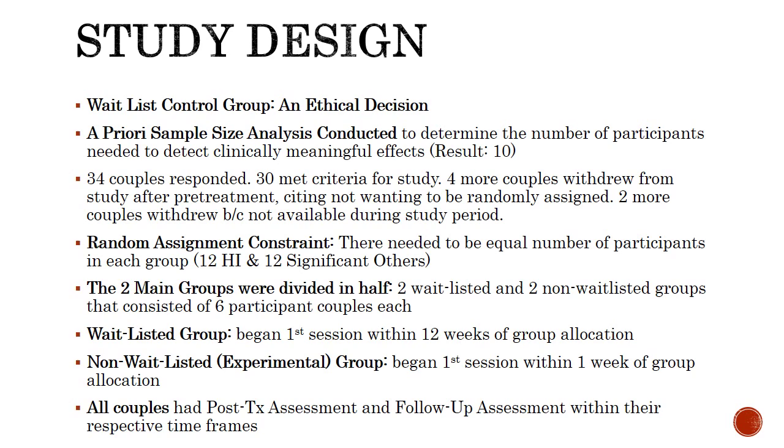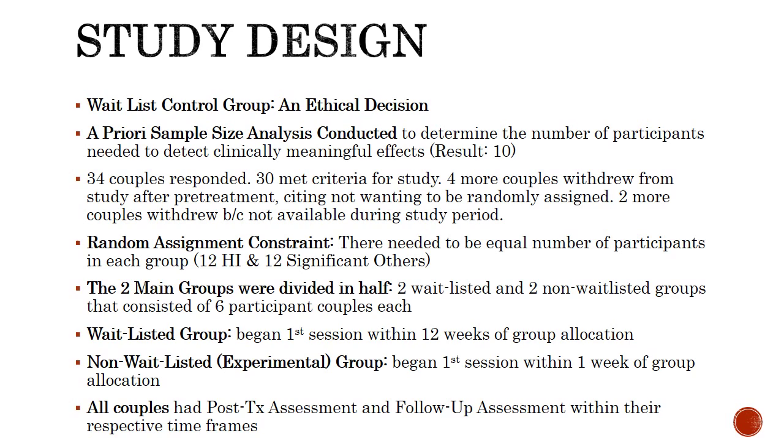34 couples responded to the initial outreach to receive participants for the present study. 30 of those 34 met the criteria for the study. 4 more couples withdrew from the study after pre-treatment, citing not wanting to be randomly assigned. 2 more couples had to withdraw simply because they were not available during the study period.